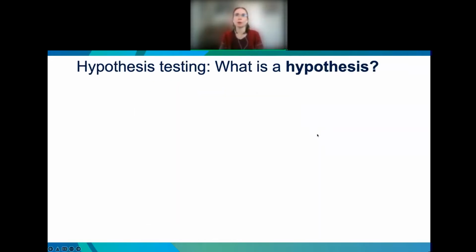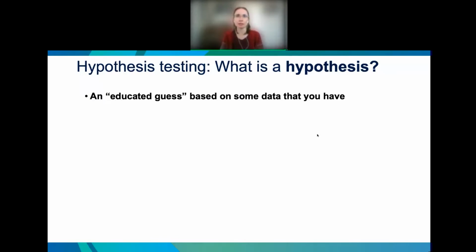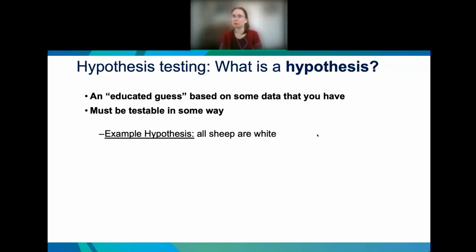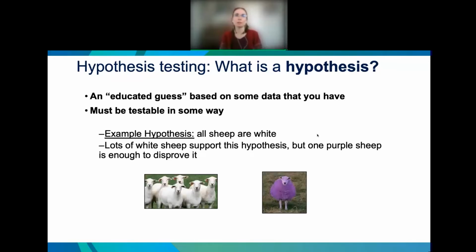So we are familiar with a hypothesis as a sort of educated guess. That's one way to think of it, based on some data that you have. But importantly, a hypothesis needs to be testable in some way, otherwise it is not super meaningful. So as an example, all sheep are white. If you see a lot of white sheep, that supports the hypothesis, but only one purple sheep is enough to disprove it.